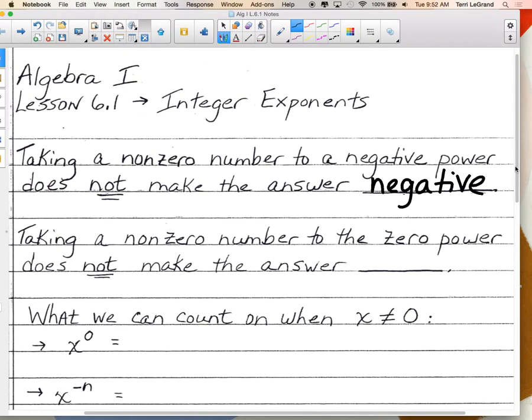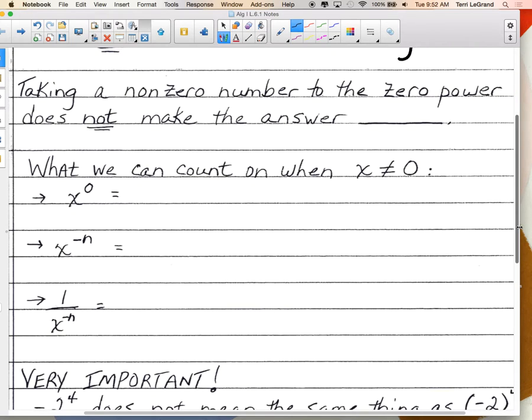Okay, well, what happens when you take a non-zero number to the 0 power? It becomes 1. Again, oftentimes students think, well, if you're taking it to the 0 power, it's like multiplying by 0, and when you multiply by 0, what do you get? 0. But that's not what's happening when we're taking a number, a base that is not 0. When we're taking any other base to the 0 power, we do not get 0, so we're going to say it does not make the answer 0. It makes it what? 1. Every time?